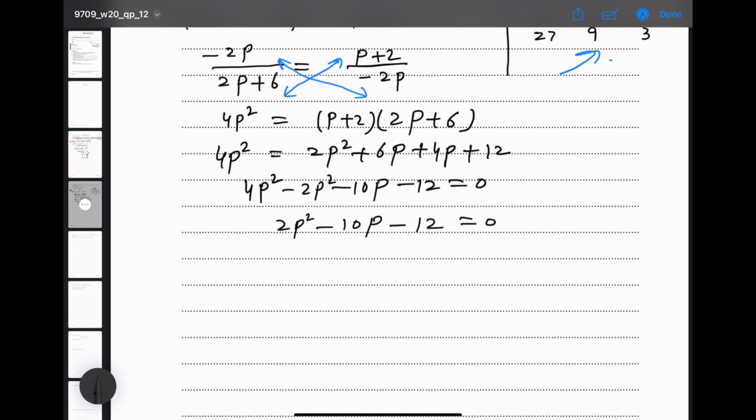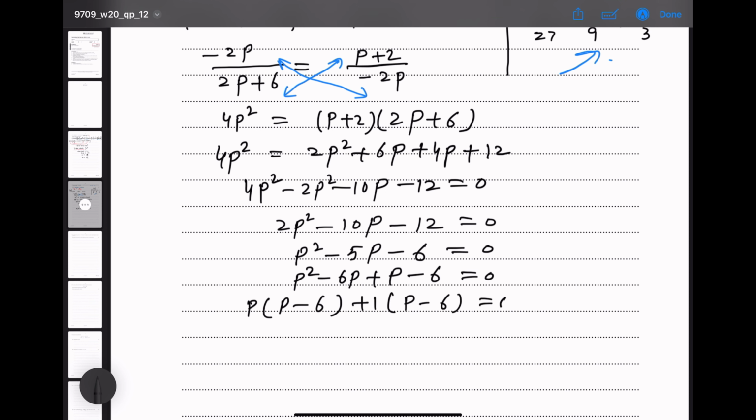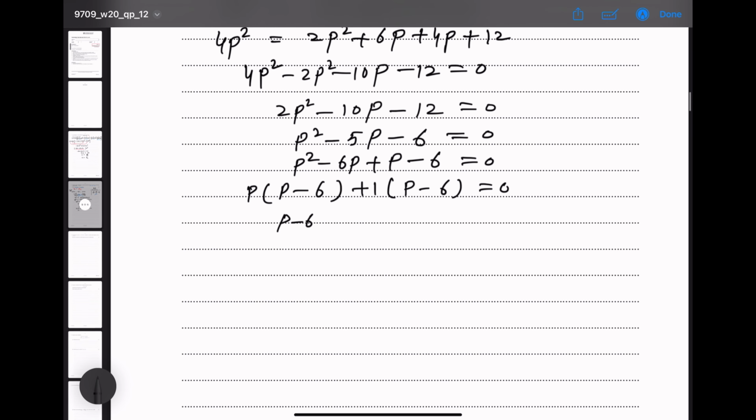These three terms are multiples of 2, so we can divide each side by 2, so we have this in simplest form. p square minus 5p minus 6 is equal to 0. Factorizing, p square minus 6p plus p minus 6 is equal to 0. p common, p minus 6, plus 1 common, p minus 6, is equal to 0. We get (p minus 6)(p plus 1) is equal to 0. So p minus 6 is equal to 0 or p plus 1 is equal to 0, p is equal to 6 or p is equal to negative 1.